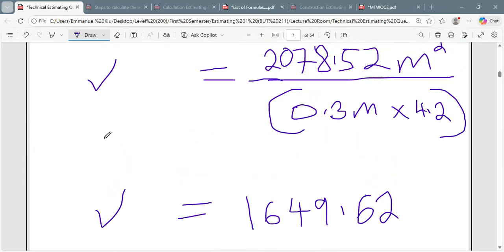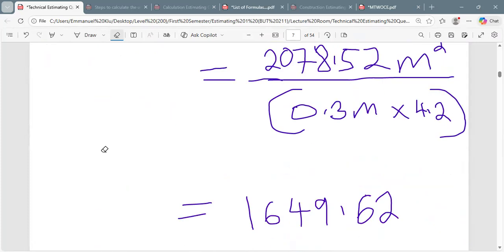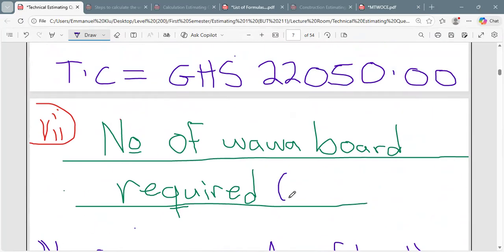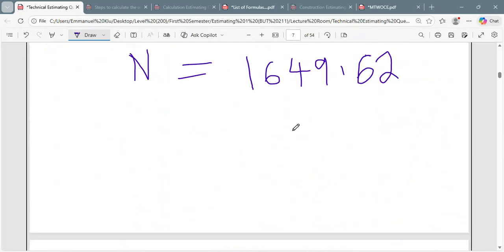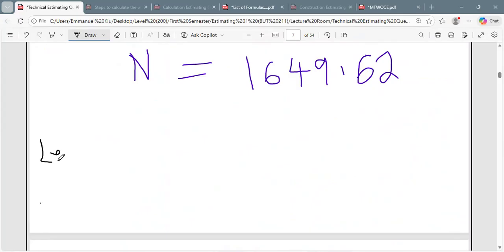But you realize that let me just represent here by n and don't get confused. Okay, since we want it in numbers, the number of board required, we have to add 10% wastage. Okay, so let's add 10% wastage. Anytime you do this, always remember to add the 10% wastage.